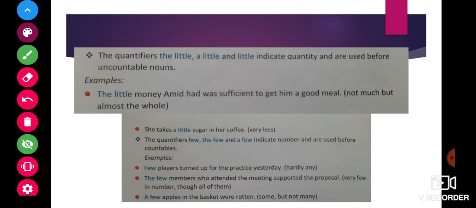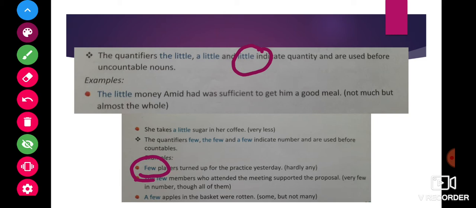Now let us see a little and a few. A little means very less and a few also means some. That means very less. So a little and a few both indicate very less number. Few and little also indicate very less number.